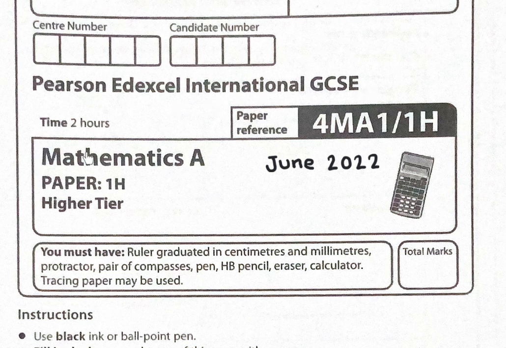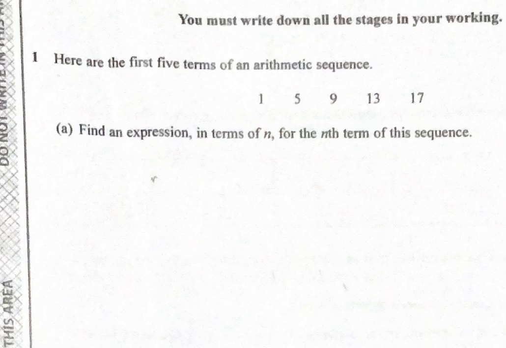In this video I'm going to solve Excel IGCSE Mathematics A June 2022 paper 1H. Number 1. Here are the first 5 terms of an arithmetic sequence. Find an expression in terms of n for the nth term of this sequence. 1, 5, 9, 13, 17. So the rule is add 4.